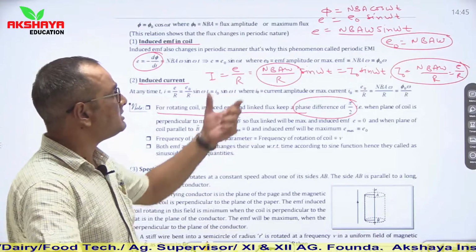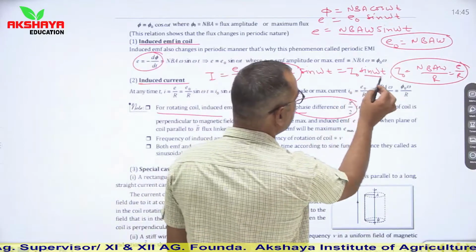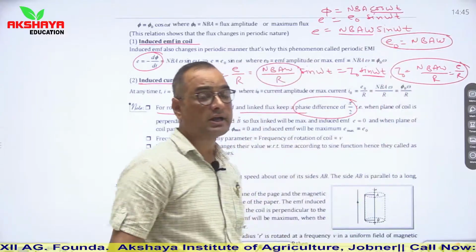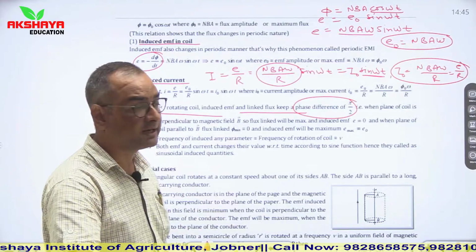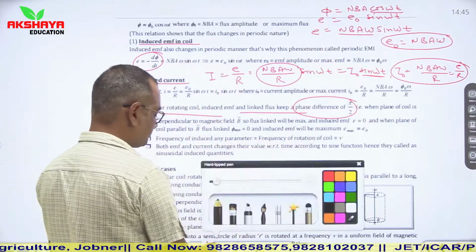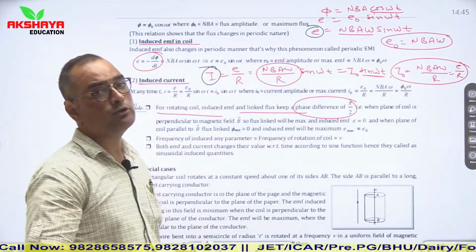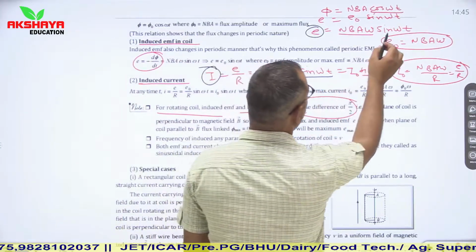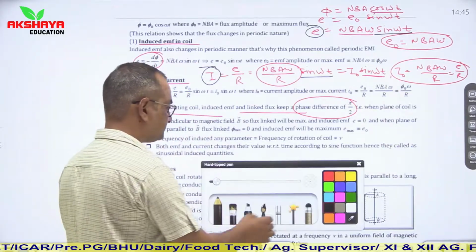Similarly, if we are asked the phase difference between linked flux and induced current, induced current is also in terms of sin omega t and linked flux is in terms of cos omega t. So again, between linked flux and induced current there will be a phase difference of pi by 2 radian. But if we have to calculate the phase difference between induced EMF and induced current, there is no phase difference because both are sin omega t. It means both are in the same phase, so there is no phase difference.